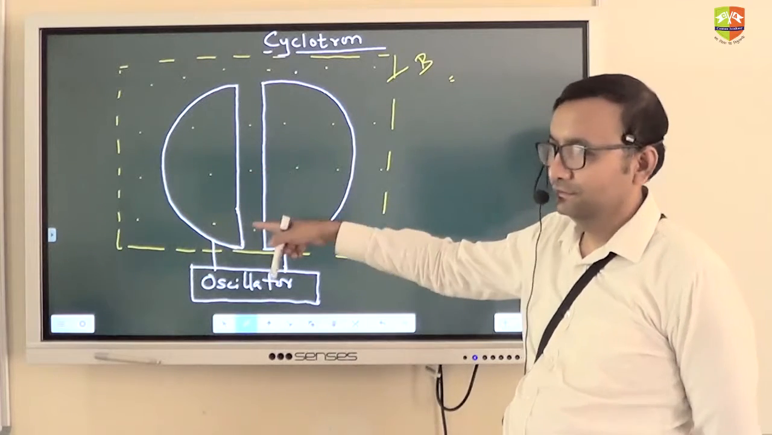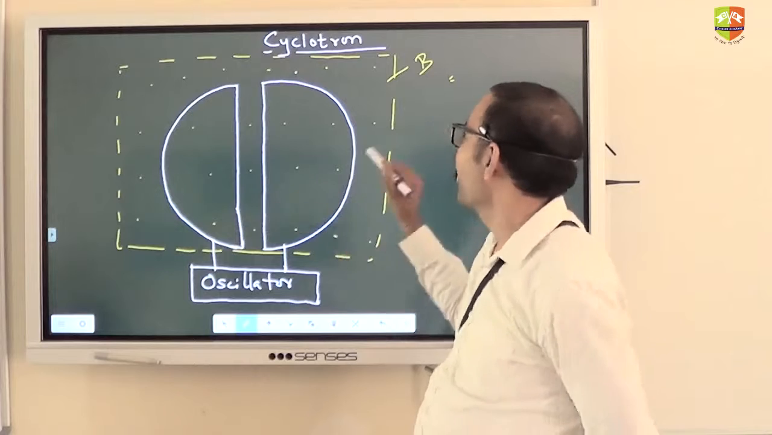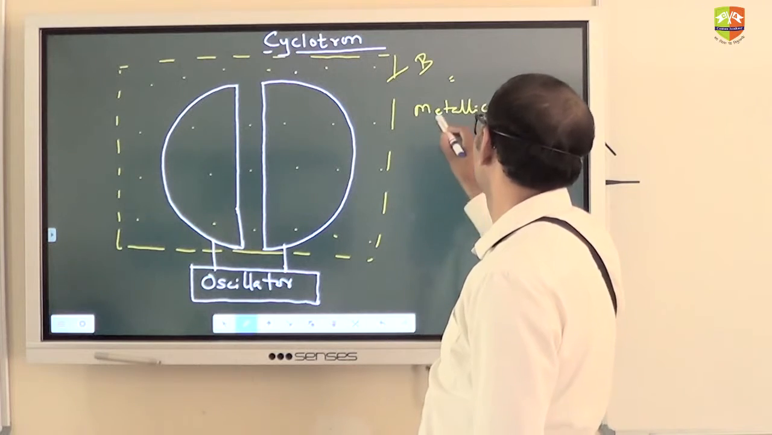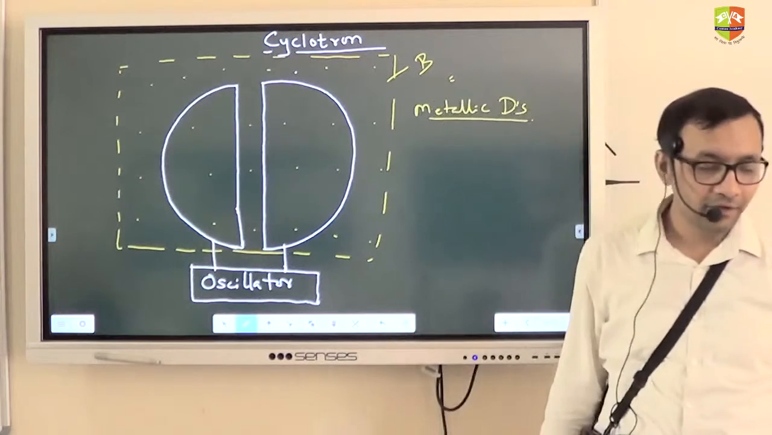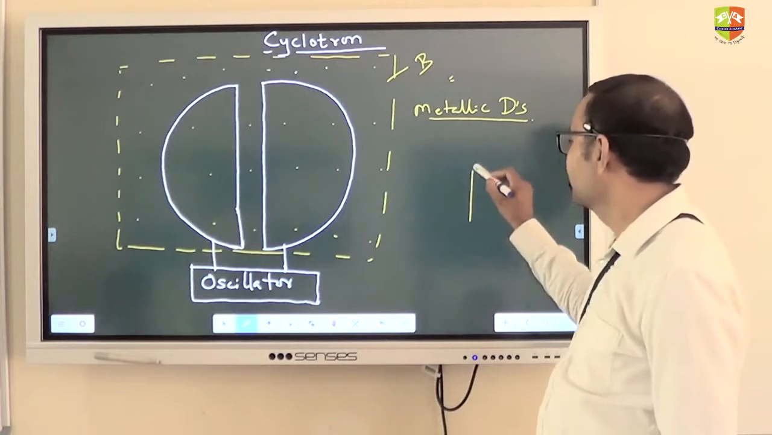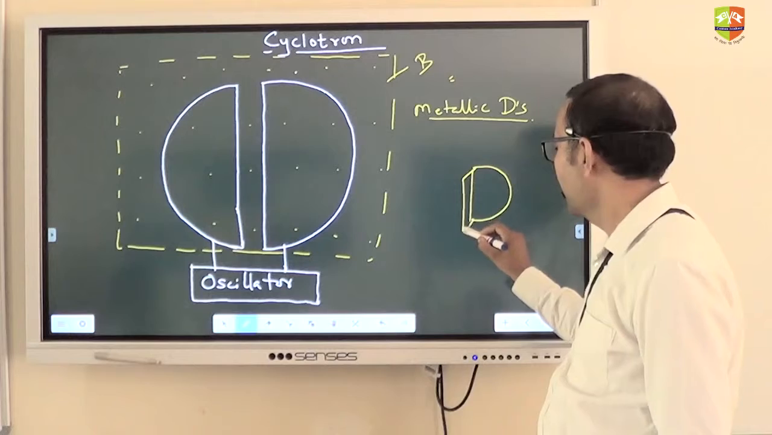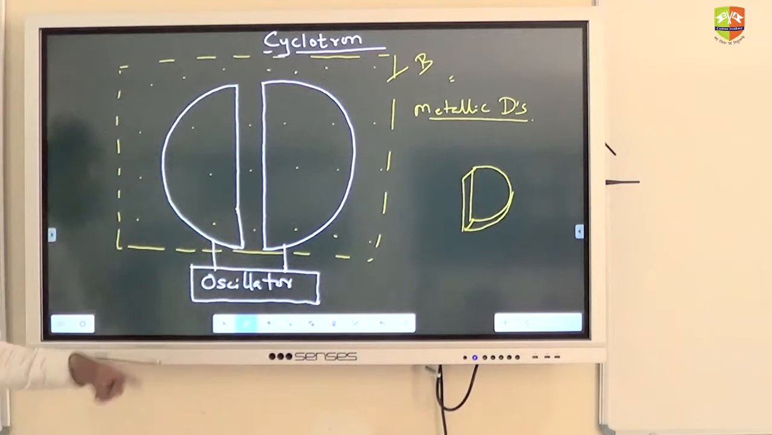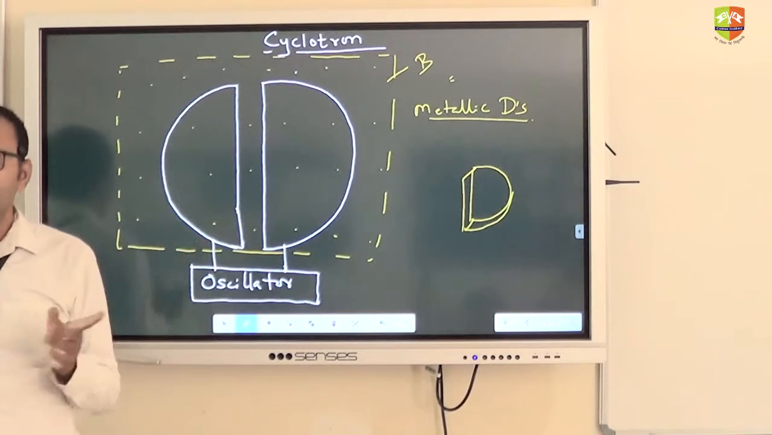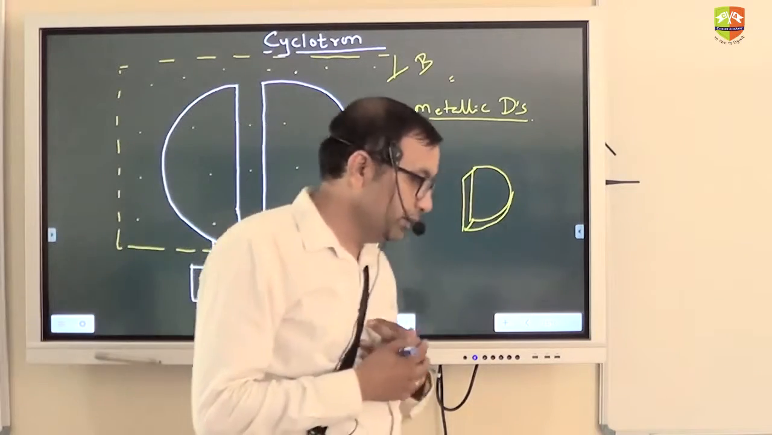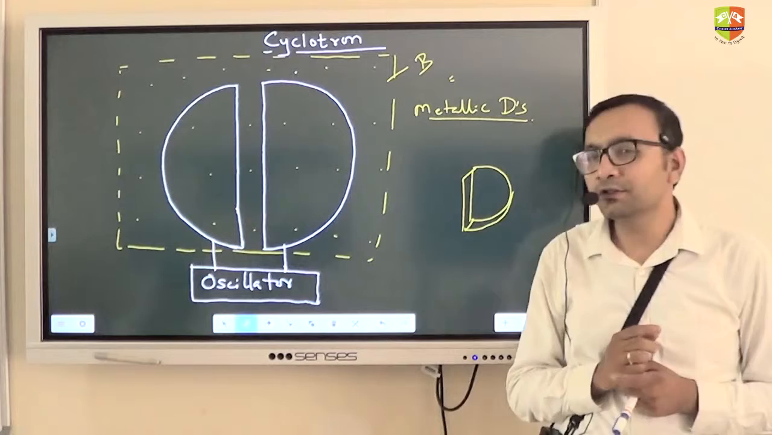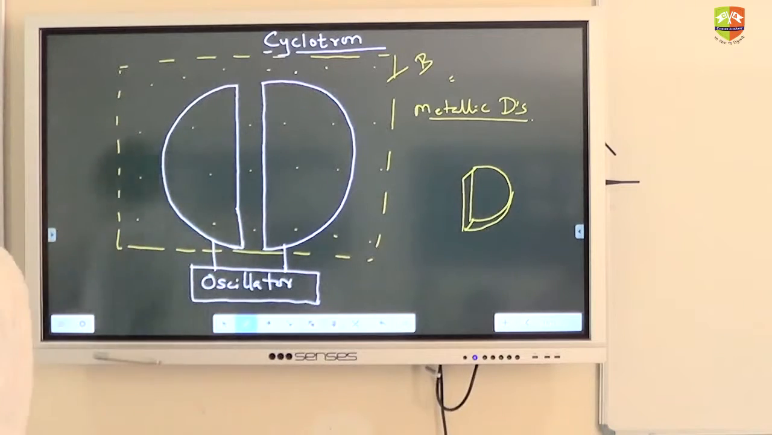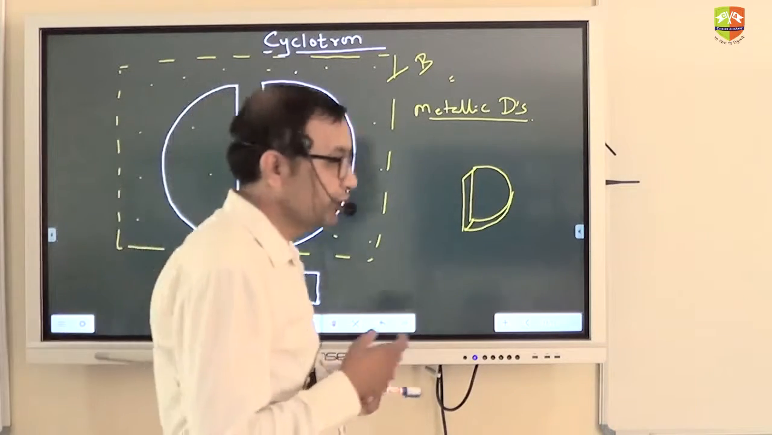It looks like D, ulta D, sida D. So we call it metallic D's. Okay, they are not two dimensional, they are like this. They are enclosures. Getting it? These D's are enclosures. Okay, now what is something unique about enclosures? Inside metallic enclosures, the electric field is zero, there is no charge in them. Okay, so we are going to use that property now.